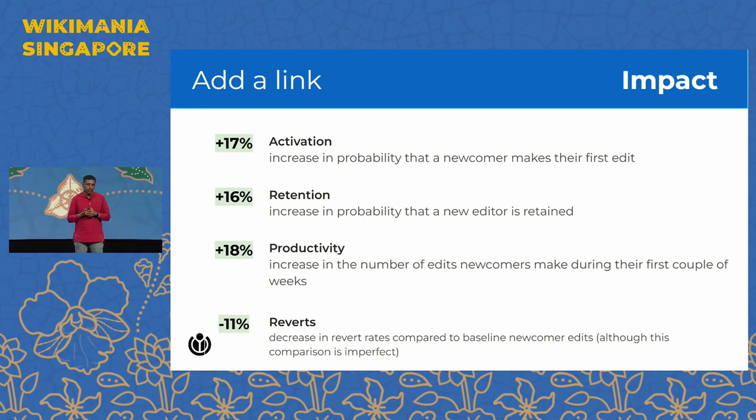And then we are also seeing the revert rate decreasing, compared to the edits that a typical newcomer will do without this kind of suggestion. So we are seeing a decrease in revert risk, reverts, that is minus 11%. But these are all rough estimates about how this tool is working and its impact.